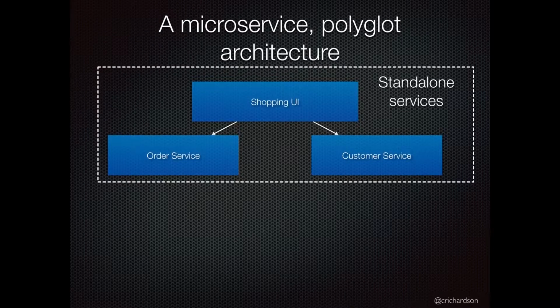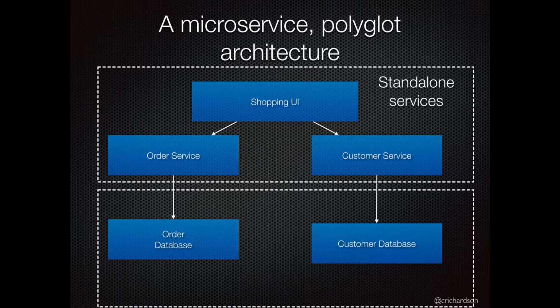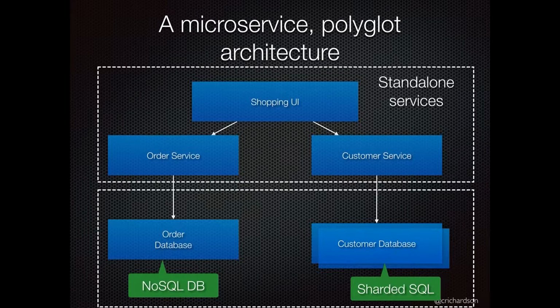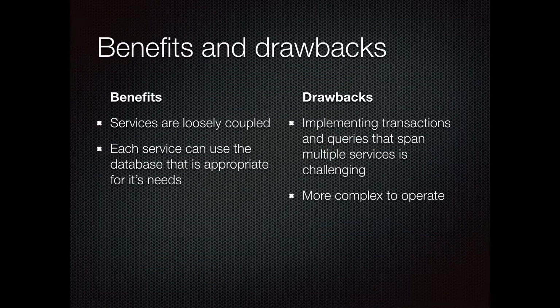So you end up now with an architecture where we've got microservices. So that's good, we understand that. But now we also have multiple databases, and they can be of different types. So for the sake of an example, the customer database could be a sharded SQL database, whereas the order database could be a NoSQL database like MongoDB. So we have this polyglot persistence architecture as well as a microservice architecture. So there are benefits to doing this. Services are loosely coupled. Each service can use the database that's appropriate to its needs.